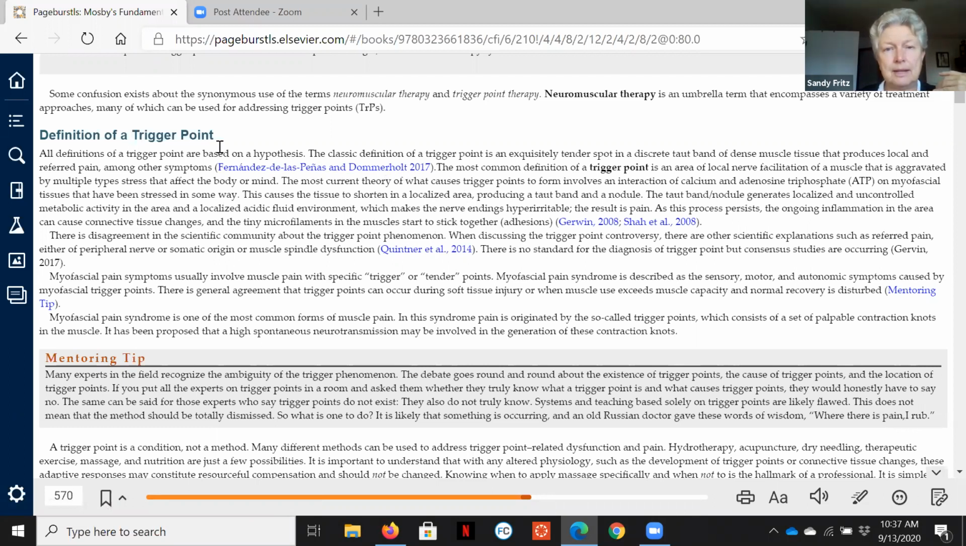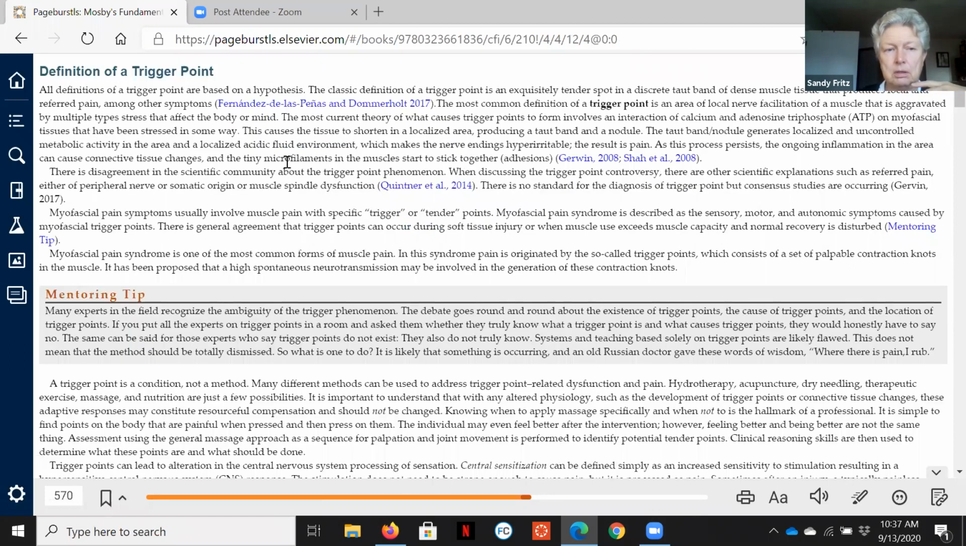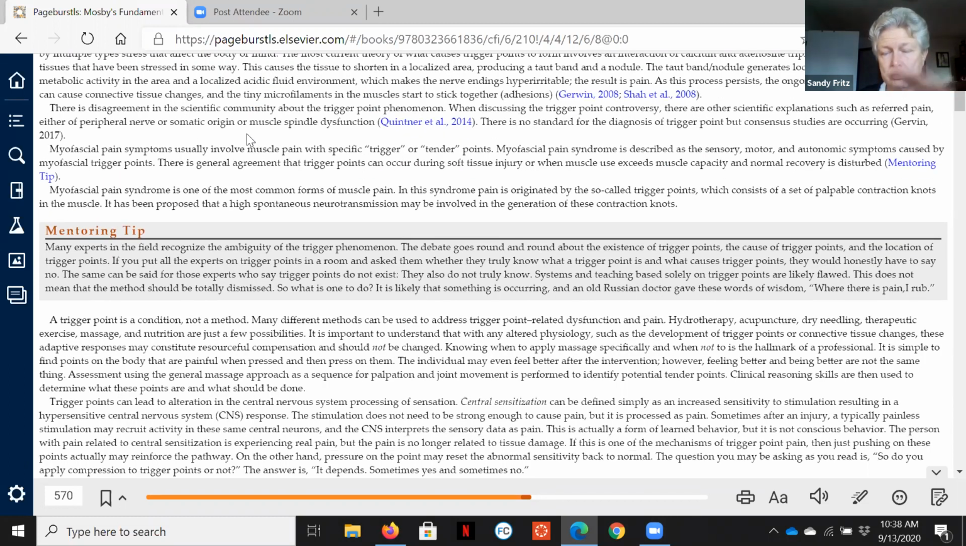Now, a trigger point is not a method. It's a condition. It's a finding. So if somebody says, I'm going to do trigger point on you, I don't know what that means. I may assess for these tender points that cause a familiar sensation, and then I might think about various interventions with that. And Dr. Leon Chaitow, my teacher, mentor, and friend, was the expert here, and I learned so much from him on this. A lot of the information here goes back to what he taught me.